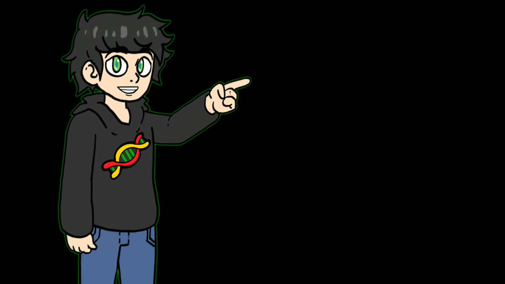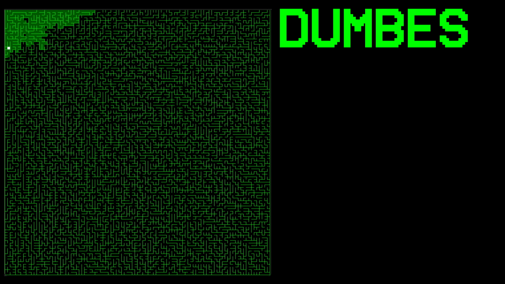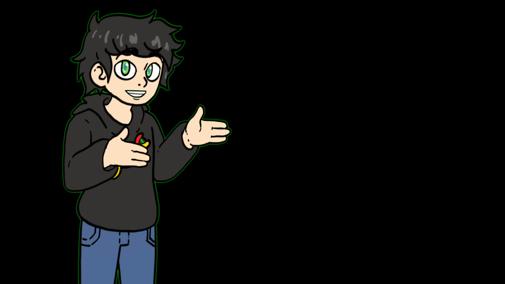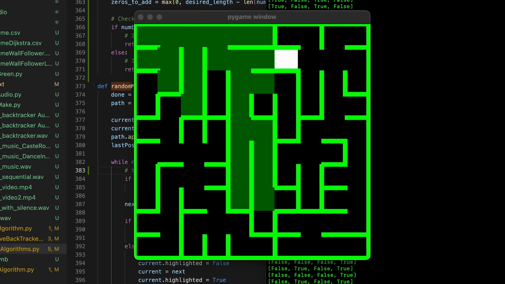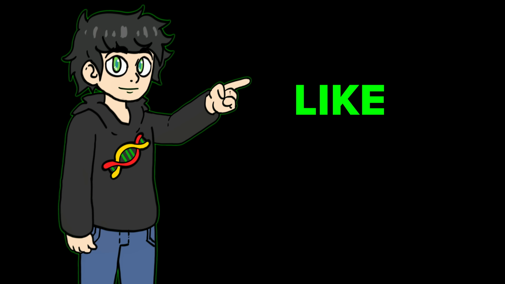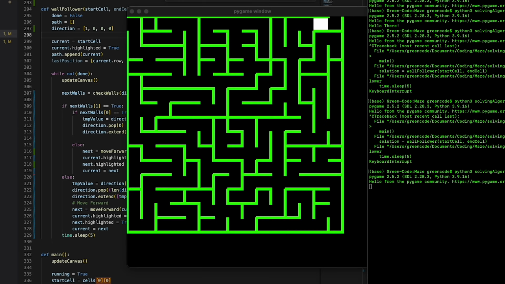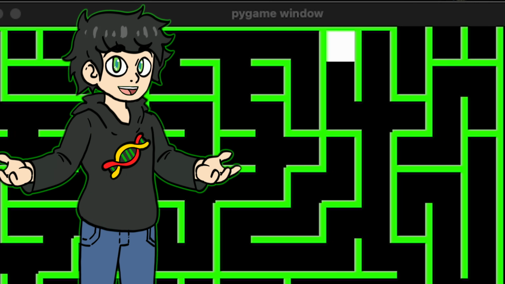Let's meet the contestants. First, I have the dumbest maze-solving algorithm out there, which is called the random mouse algorithm. It works by just choosing a random direction at each intersection until it eventually reaches the exit. Like it's really dumb. But it actually works. Wait, slow down? Enhance? Okay, it's definitely teleporting through the walls. Let me fix that. 2 very boring minutes later.